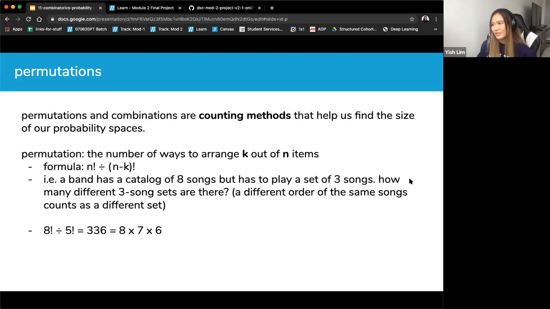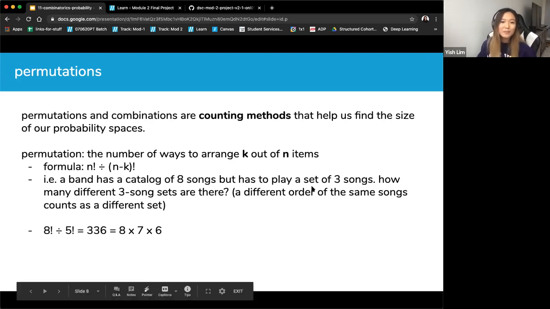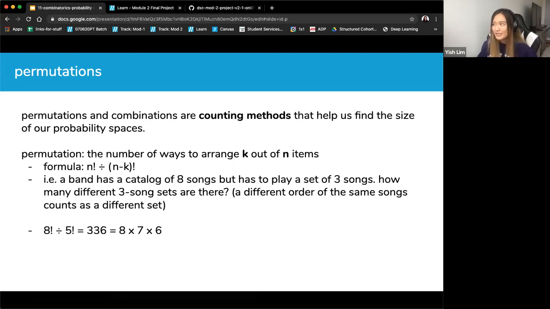So after factorials, there's permutations. And permutations usually come along with combinations. Permutations and combinations are both counting methods that help us find the size of our probability spaces.